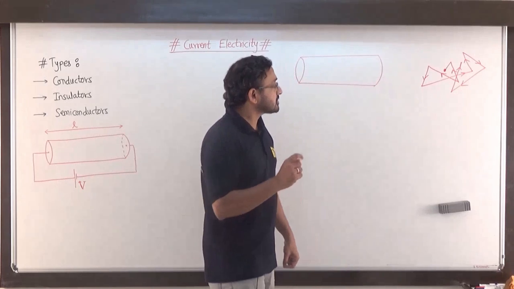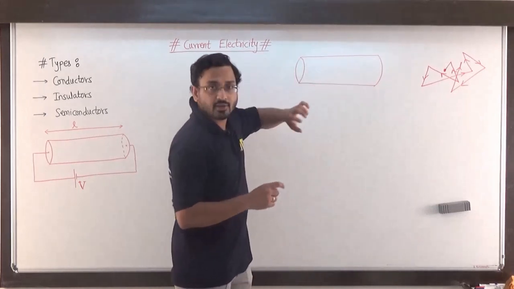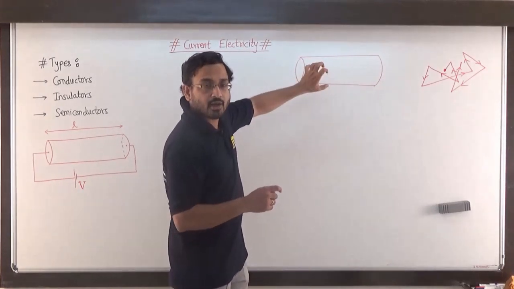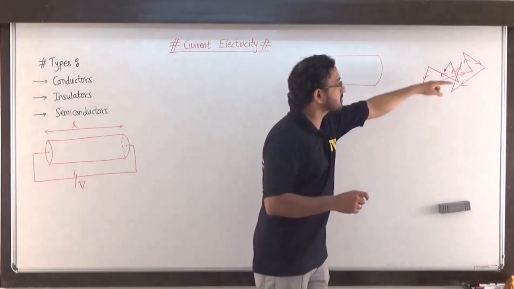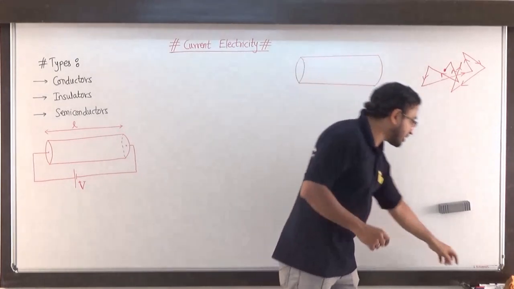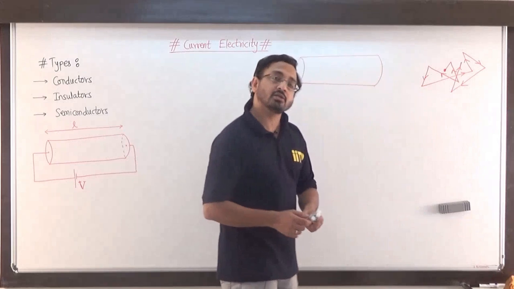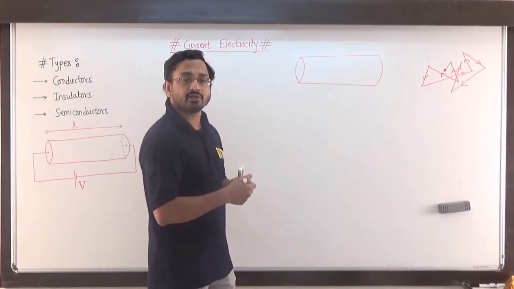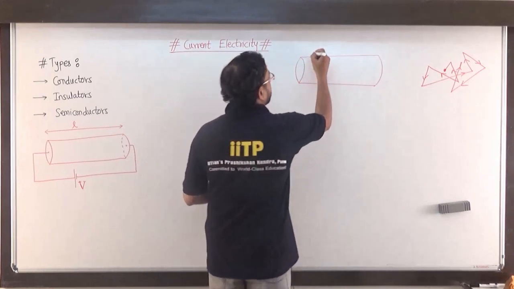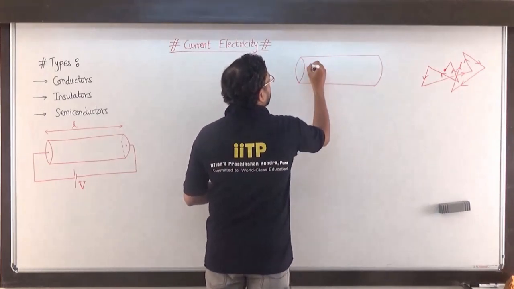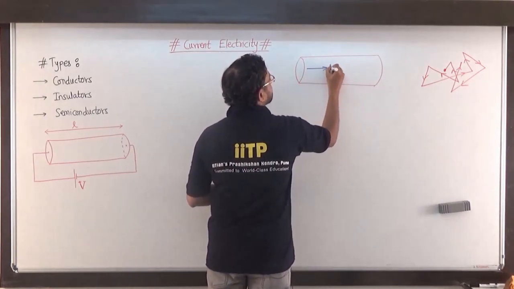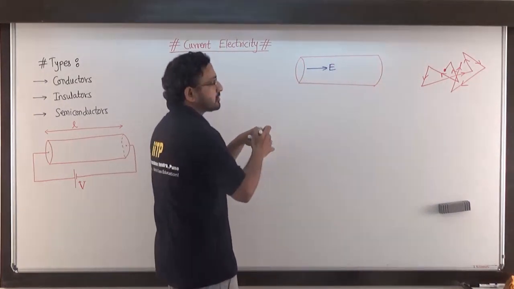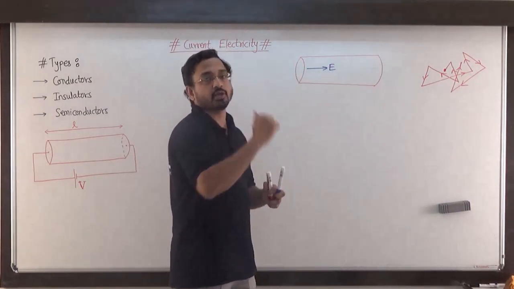Now suppose I have a rod like that, and this is a conductor rod, and in that conductor rod all these electrons are moving randomly, as we show there. But suppose I generate an electric field inside this conductor. Suppose there is a mechanism by which I apply an electric field here, and if I apply an electric field like this, then we know electrons always move opposite to the electric field.